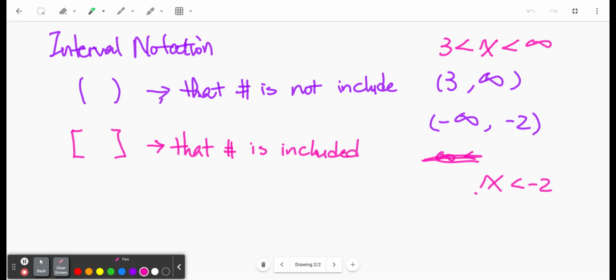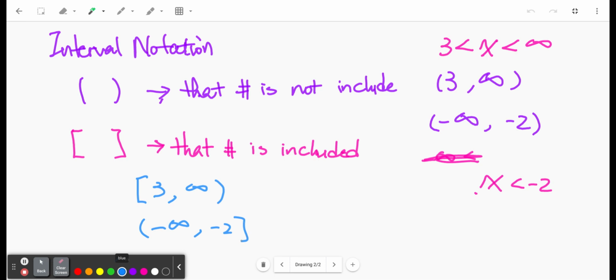So parentheses are not included. Brackets are included. That's right. So I'll give you the same example. If you have the first example, you're going to see a parenthesis, 3, infinity. Infinity always has parentheses. And then parenthesis, negative infinity, and -2 bracket.